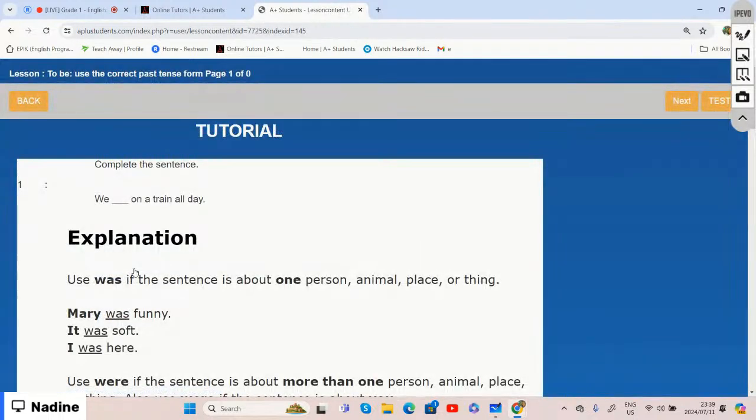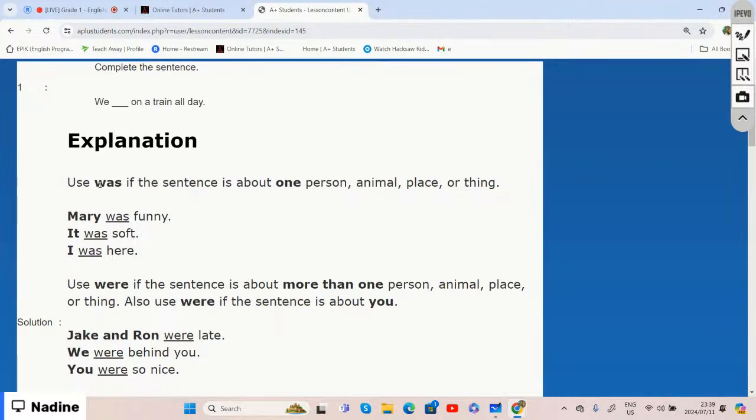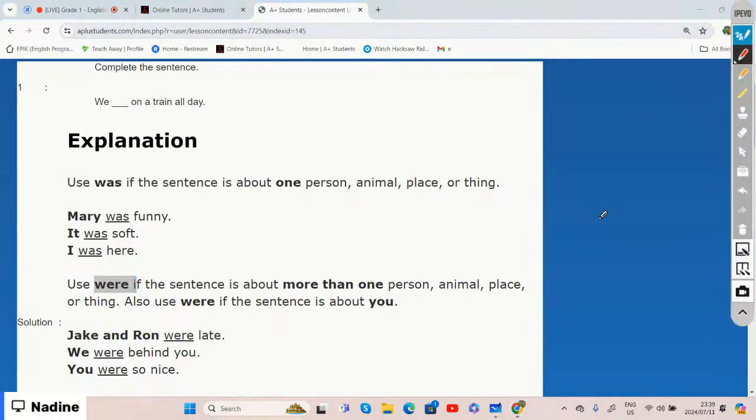All right, so now we're going to use the correct form in the past tense. When we use words in the past tense, we're going to use either was or were. We use was if the sentence is talking about one person, one animal, one place, or one thing, because we're referring to the past.